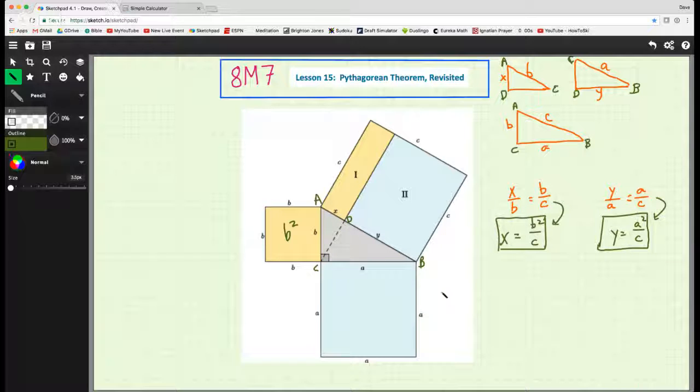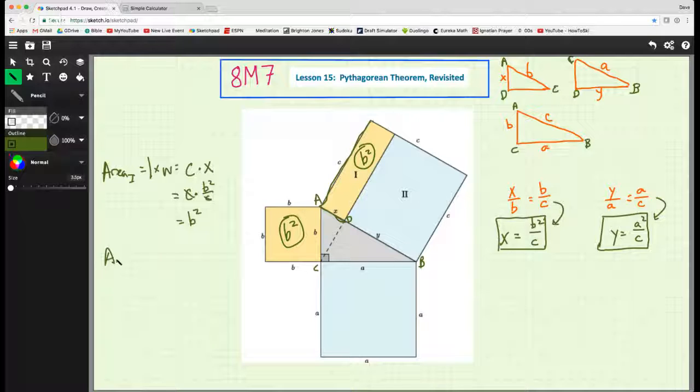Okay, so now, what is the area of this rectangle? Well, the area of 1 is equal to length times width, which is equal to C times X. Well, X is equal to B squared over C. So C times B squared over C. Well, the C's here cancel, and so we get B squared. So the area of 1 is equal to B squared. So we've shown that these two are equivalent. Very cool. Let's do the same thing here.